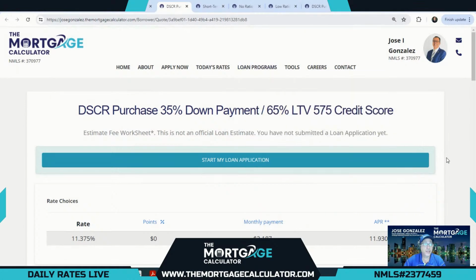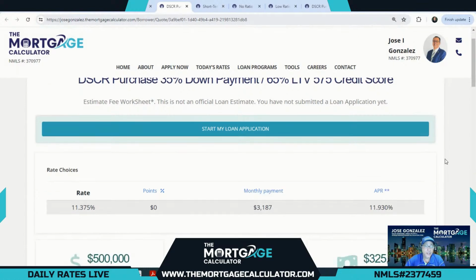And now for our low credit score borrowers, our minimum credit score is 575 at a 65% LTV for both purchase and the cash out refi, it's also the same LTV. This is a brokered product, borrower paid pricing here. So you're looking at 11.375, no discount points, but there is a 2.75 point borrower paid fee.